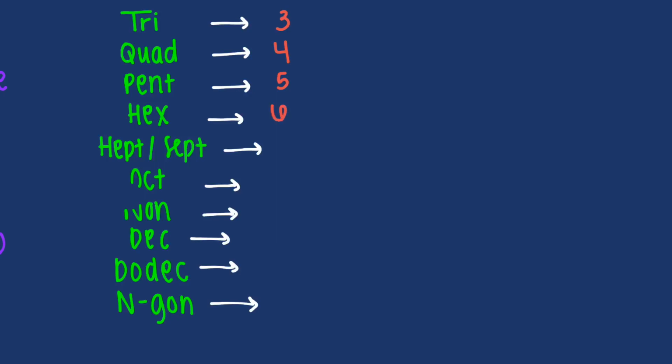Hex is 6. The next one is hept or sept. That stands for 7. The next one is oct, which is 8. Non, so N-O-N, is for 9 sides. Dec is 10. And dodec is 12. Remember, if you have an n-gon, that means it has n sides. So whatever number that is, that's how many sides it has.